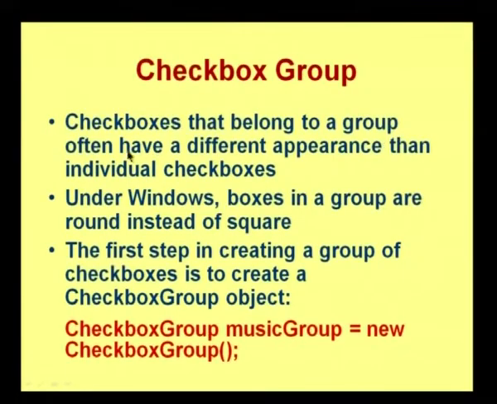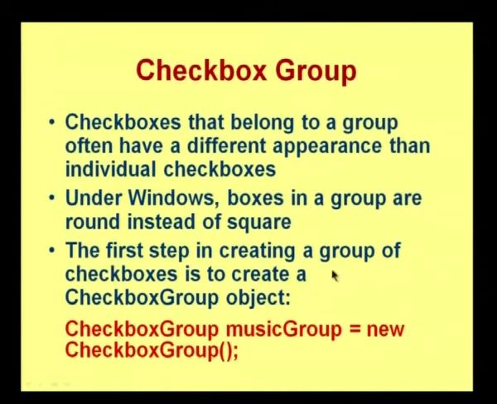Normally we name this as radio button. Any one of the checkboxes which come under the group could be true and all the others should be false. Checkboxes that belong to a group often have a different appearance than the individual checkboxes. Under Windows, the boxes in the group are round instead of square. Normally, for a checkbox we have a square representation, whereas in case of a checkbox group, whenever it's a radio button, it will be in the form of a circle.